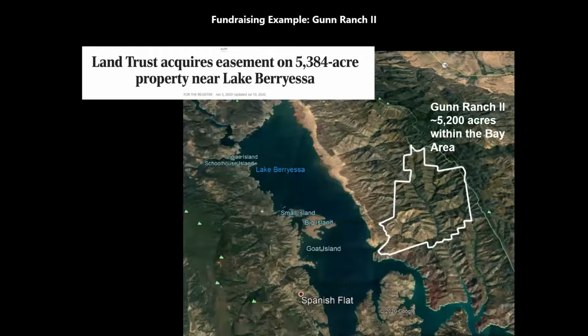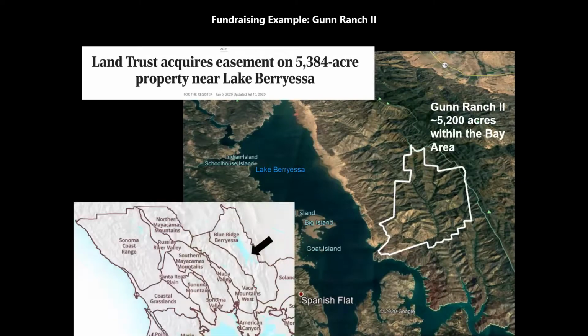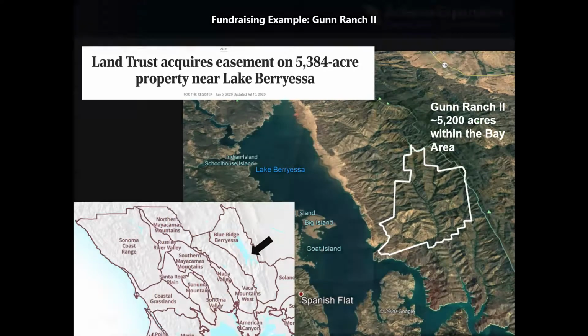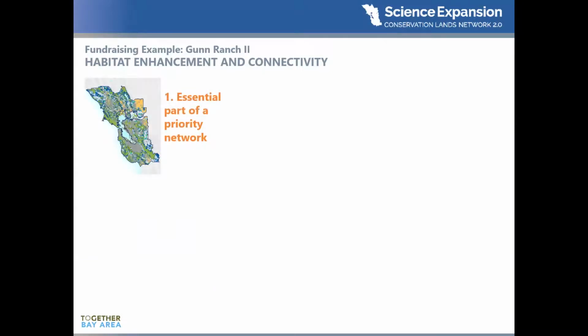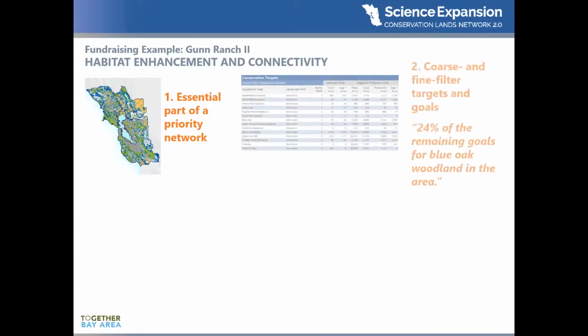Okay, fundraising example. I want to tell this story briefly through the lens of the Gun Ranch 2 property. It's 5,200 acres near Lake Berryessa that was conserved earlier this year by the Land Trust of Napa County and others. It's in the Blue Ridge Berryessa Landscape Unit. If we look at it from a habitat enhancement and connectivity standpoint, as we already went over, you can say that this property is an essential part of a priority network. So we can say that with confidence.